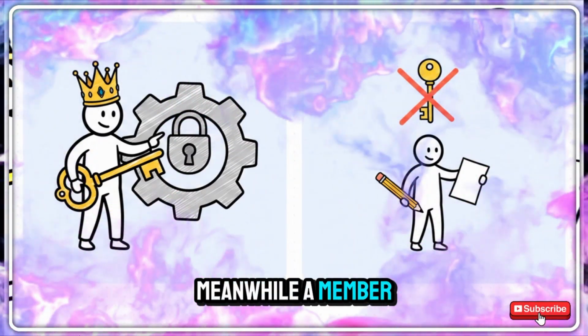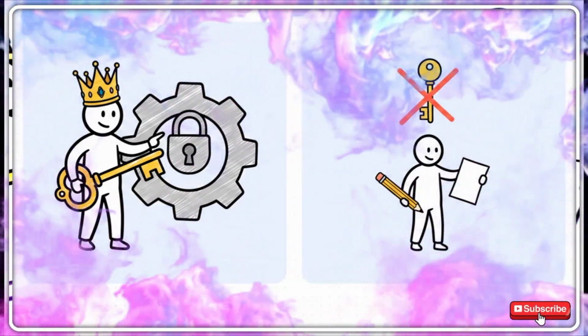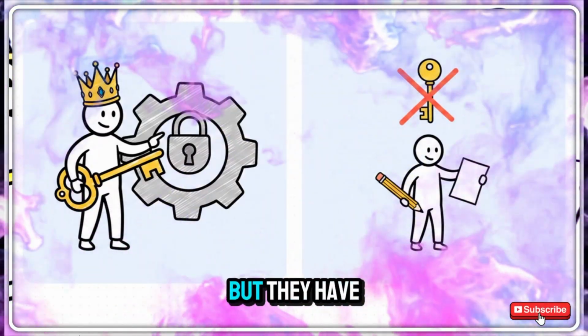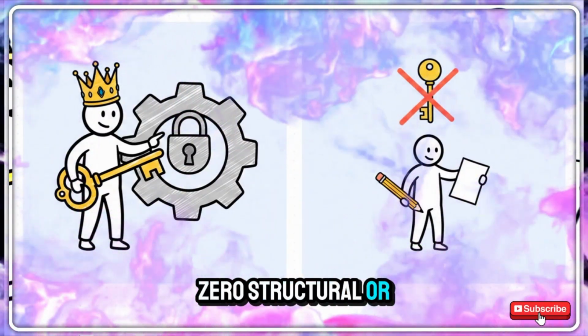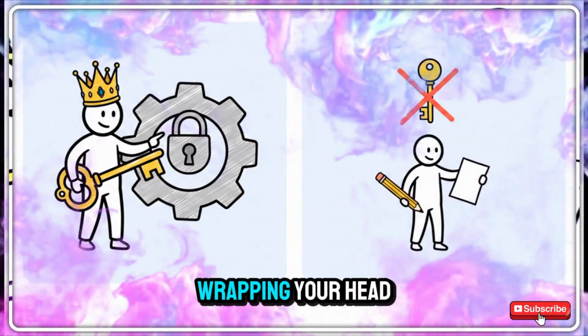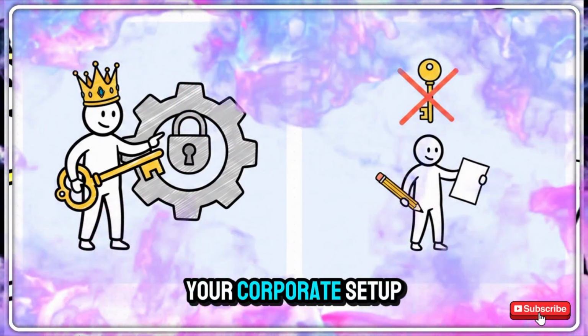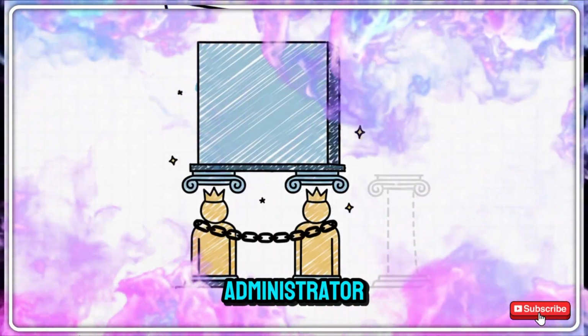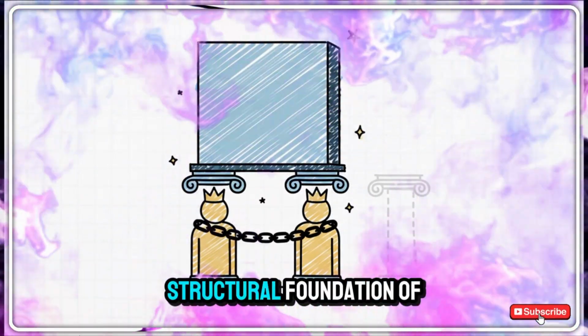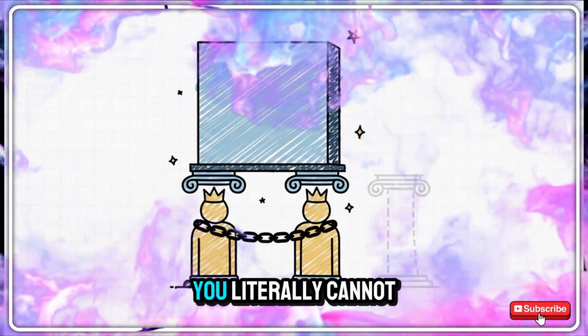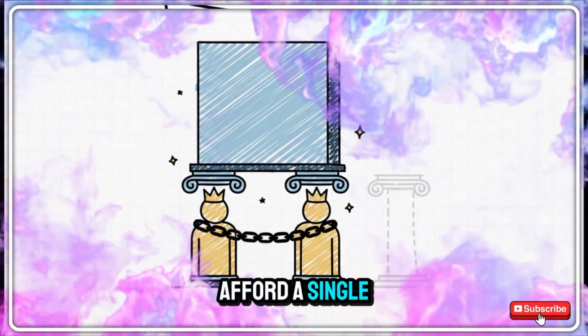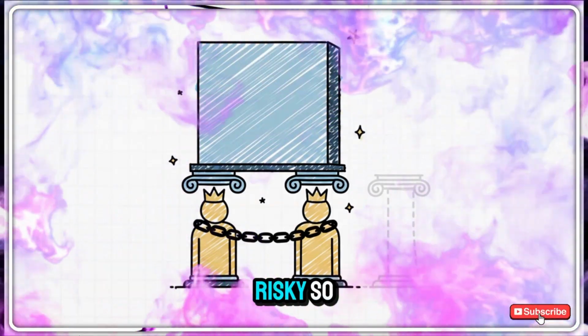Meanwhile, a member, they're strictly support. They can help draft forms, sure, but they have absolutely zero structural or signing authority. Wrapping your head around this dynamic is really step one in protecting your corporate setup. And because the administrator controls the entire structural foundation of the account, you literally cannot afford a single point of failure. It's just too risky.